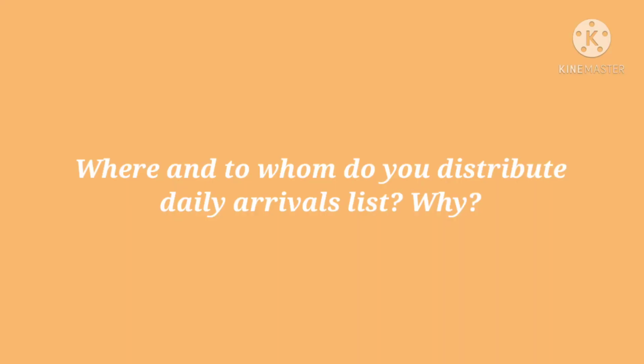As we continue, we have the fifth question, which is: where and to whom do you distribute the daily arrivals list, and why? To whom is the arrivals list given? Usually, it is disseminated to different departments within the hotel. There are the uniform staff, which are the porters and the concierge. The housekeeping department also has it, as well as the security, the laundry, the food and beverage, and the kitchen staff.